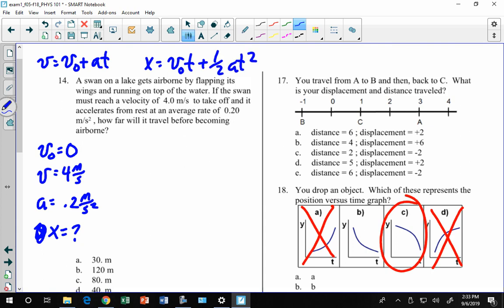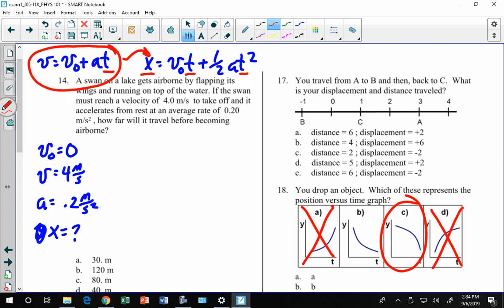You would have had this already written on your little equation sheet. What don't I know? I don't know X, and I don't know T. Okay, so it looks like the approach I'll take is to find T, and then whatever I find for T, I'll plug in over here, and then I can find X. So it's not a system of 2 equations, but it's a 2-step problem.